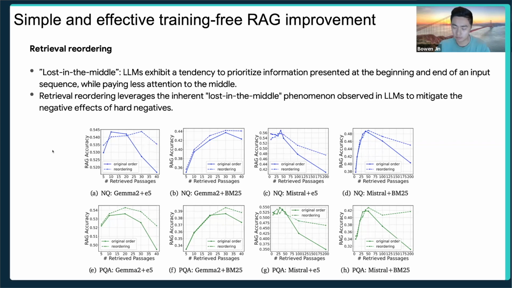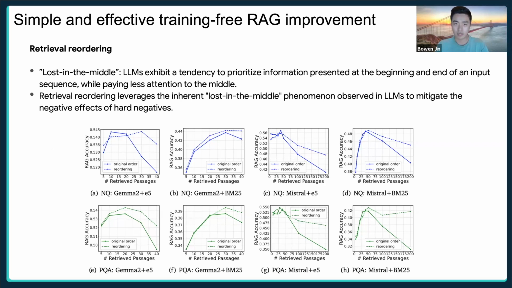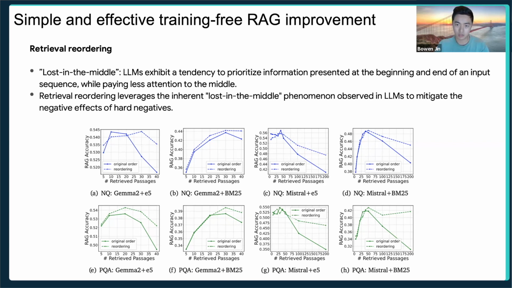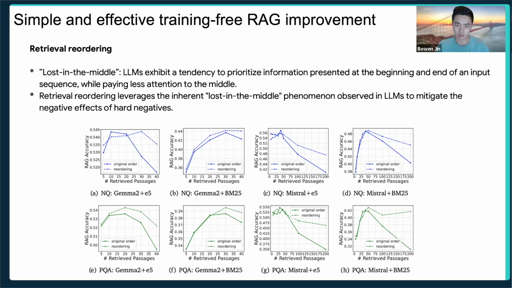This makes sense because the more retrieved passages we present in context, the more severe the lost-in-the-middle phenomenon appears, and also the more passages we retrieve, the more negatives we have, and retrieval reordering will potentially alleviate the hard negative issues better.